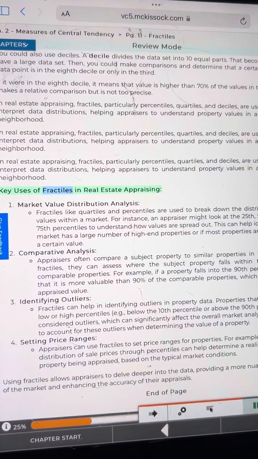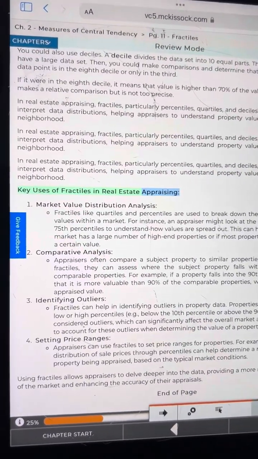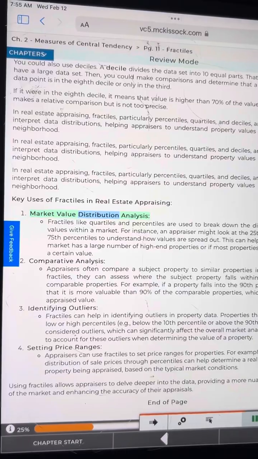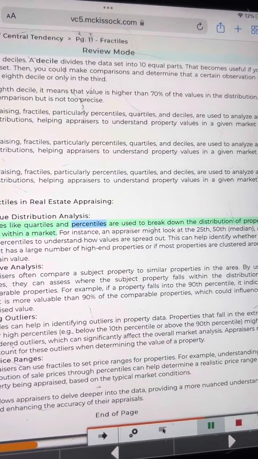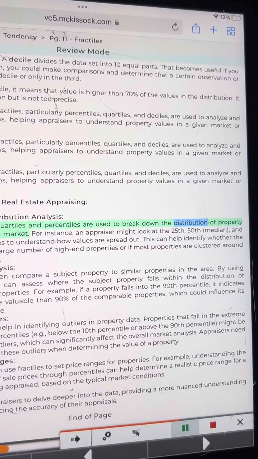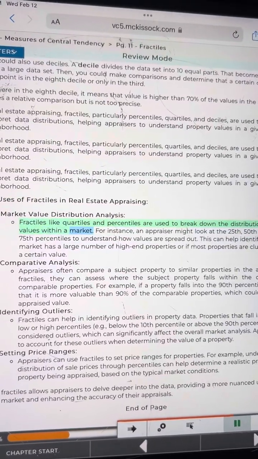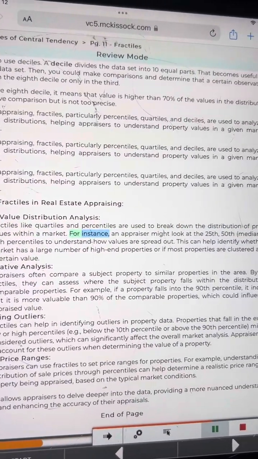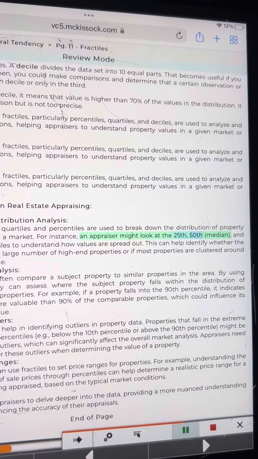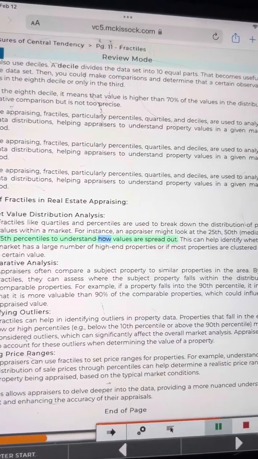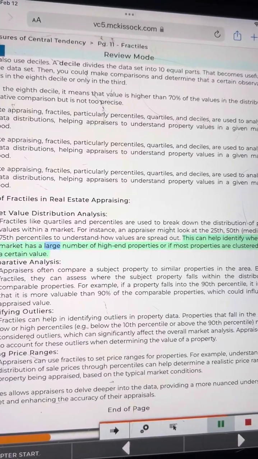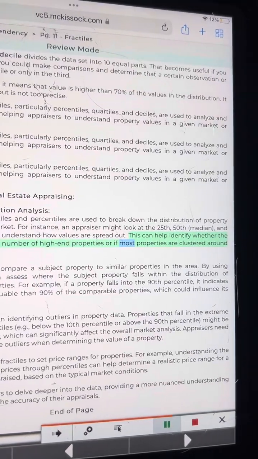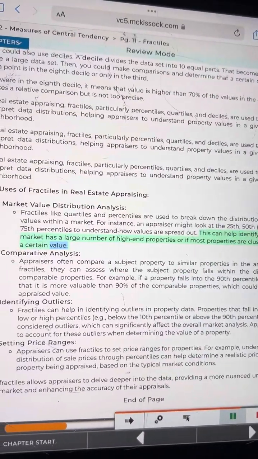Key uses of fractiles in real estate appraising. 1. Market value distribution analysis. Fractiles, like quartiles and percentiles, are used to break down the distribution of property values within a market. For instance, an appraiser might look at the 25th, 50th, median, and 75th percentiles to understand how values are spread out. This can help identify whether the market has a large number of high-end properties or if most properties are clustered around a certain value.